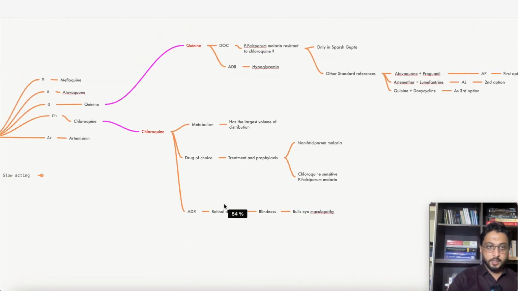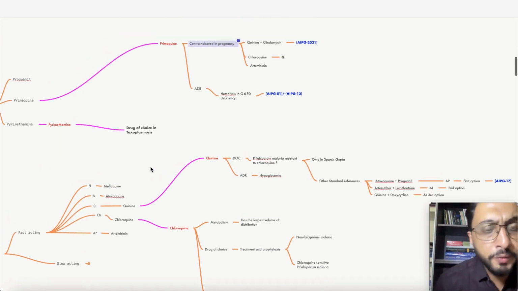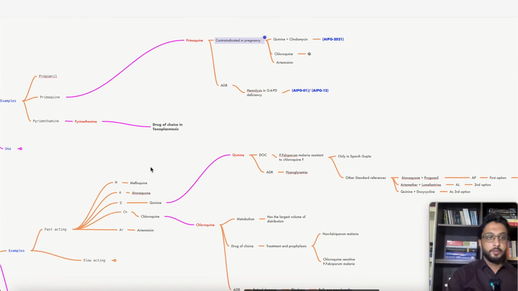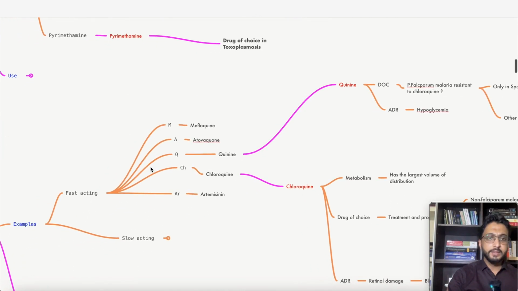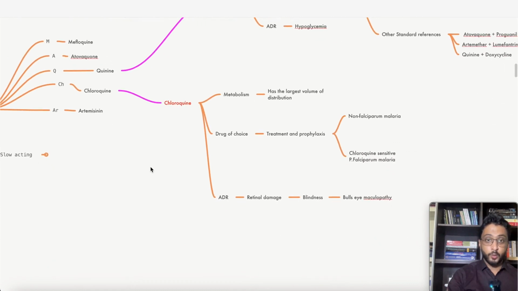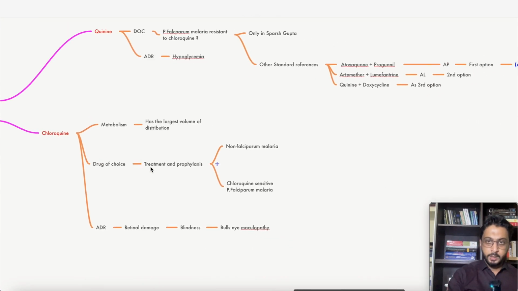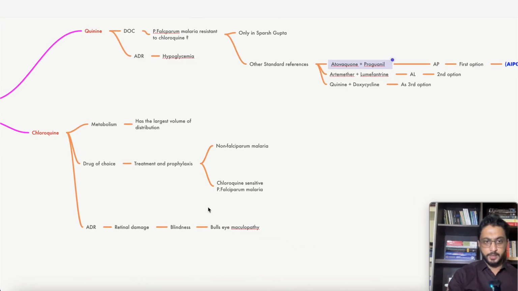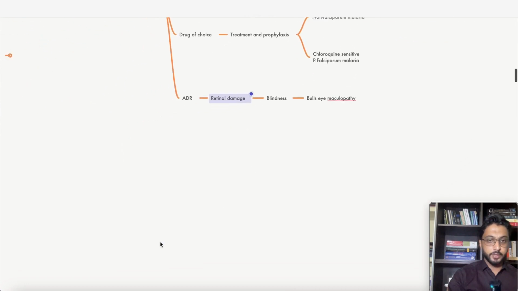So you studied these drugs very importantly, in fact four drugs. One was primaquine, which acts in the liver. Then you've got pyrimethamine, again in the liver. Then fast-acting antimalarials, two drugs, quinine and chloroquine. Chloroquine is a major drug. Quinine, when it's not sensitive or is resistant, use quinine. But more importantly, you've got this AP. Very importantly, quinine has the adverse effect of hypoglycemia. Chloroquine has retinal damage and blindness.